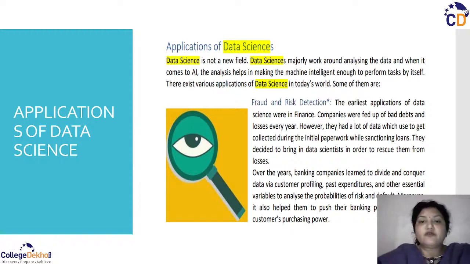One of the most widely used applications of data sciences is in fraud and risk detection. Like you have seen, over the years, banking companies learned to divide and conquer data via what? Customer profiling, past expenditures, and essential variables to analyze the probabilities of risk and default. Right. Moreover, it has also helped them to push their banking products based on the customer's purchasing power.